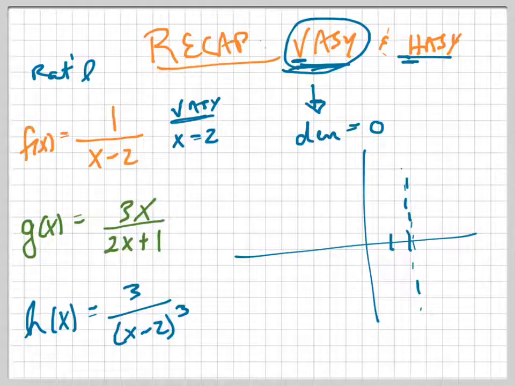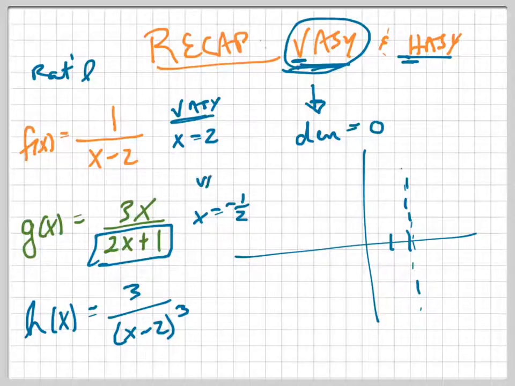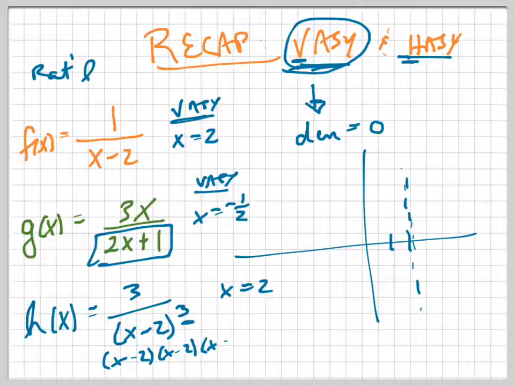So the vertical asymptote is always where the denominator equals 0. So for this one, the vertical asymptote is going to be x equals negative 1/2. That's the VASY. And for h of x, the vertical asymptote is going to be x equals 2. Notice it doesn't matter that there's 3 of those. This is like x minus 2 times x minus 2 times x minus 2. It doesn't matter. There's only one vertical asymptote for that, and that is the same as this orange one up here. It's just x equals 2. Alright, so that's vertical asymptotes.